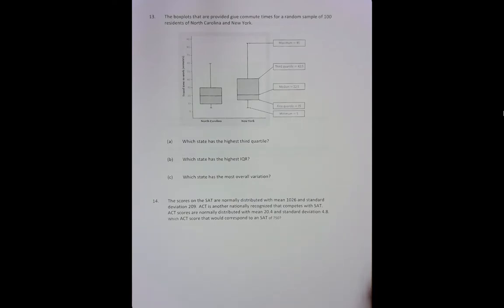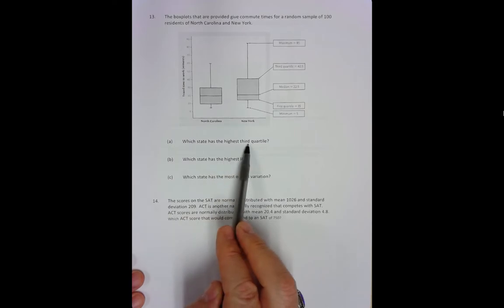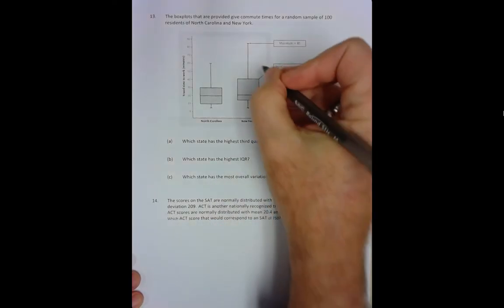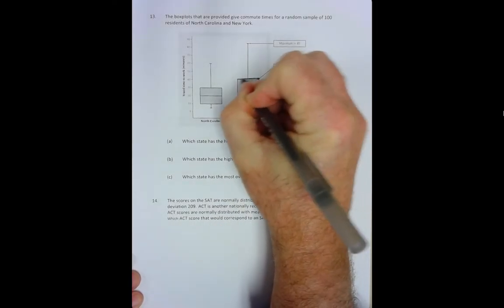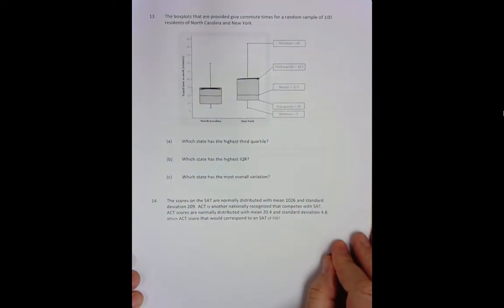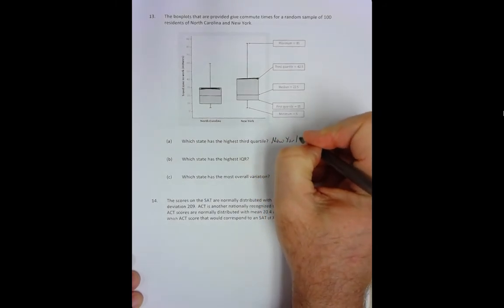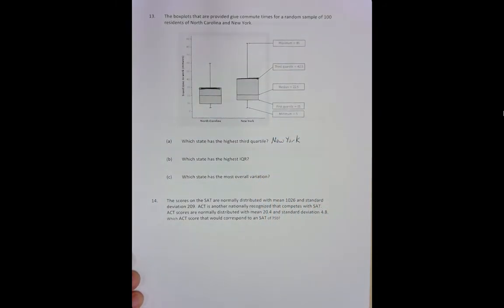Number 13, the box plots that are provided give commute times for a random sample of 100 residents of North Carolina and New York. Which state has the highest third quartile? Well, guys, the third quartiles deal with this line right here, the top of the box. So clearly New York has the highest third quartile.